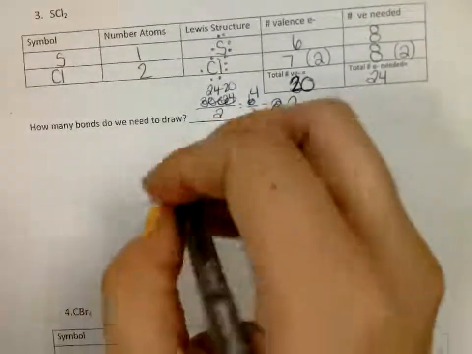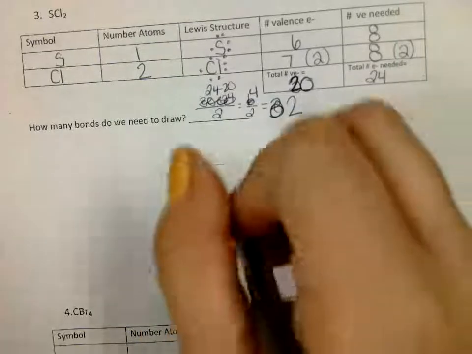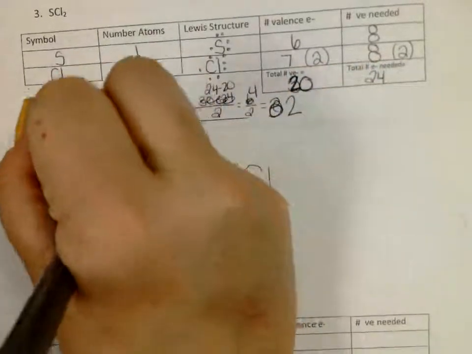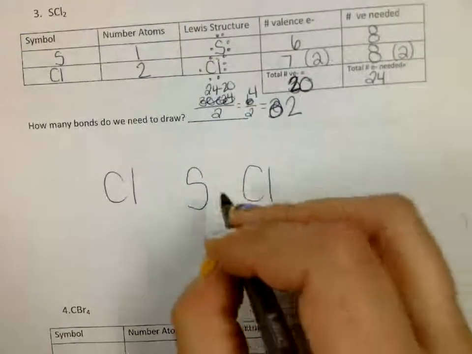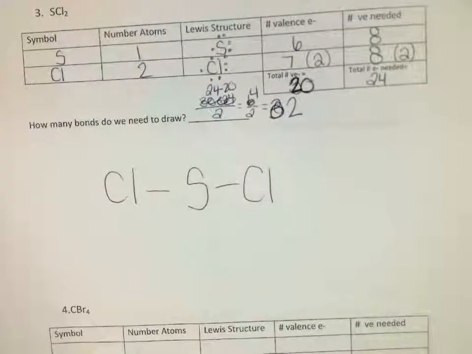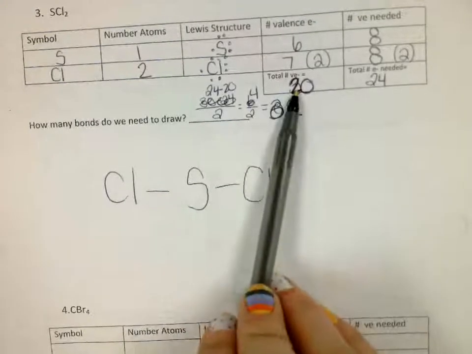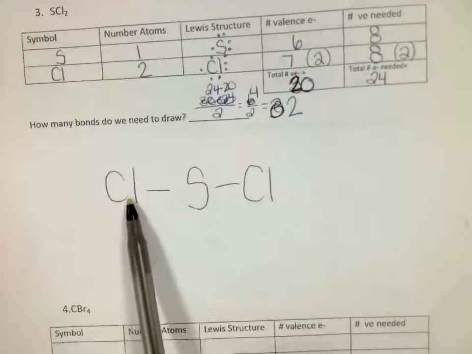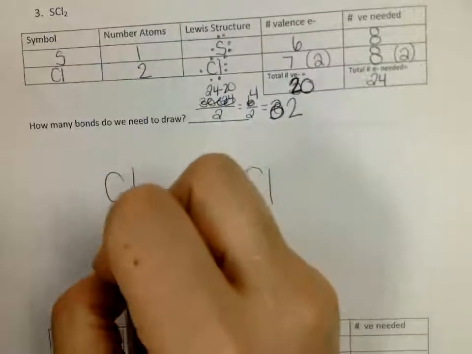So sulfur's first, so I'm going to put it in the middle. I've got 2 chlorines, so I'm just going to put 1 on each side. I'm going to draw 2 bonds. Looks pretty good, right? All right. That only accounts for 4 electrons, though, and I need to get to 20. How many electrons does chlorine need to be happy? 8. So I'm going to give it 6 more.